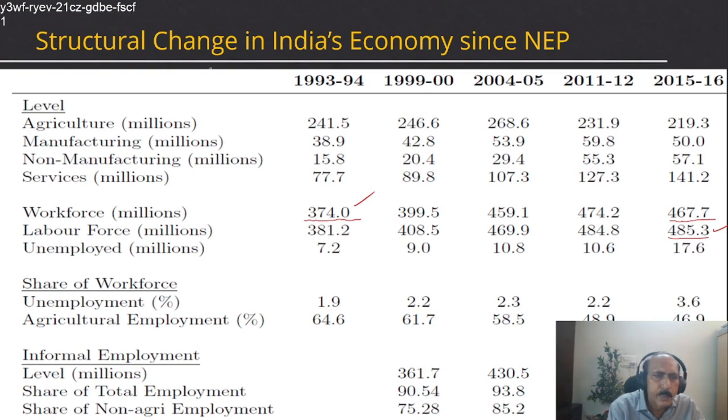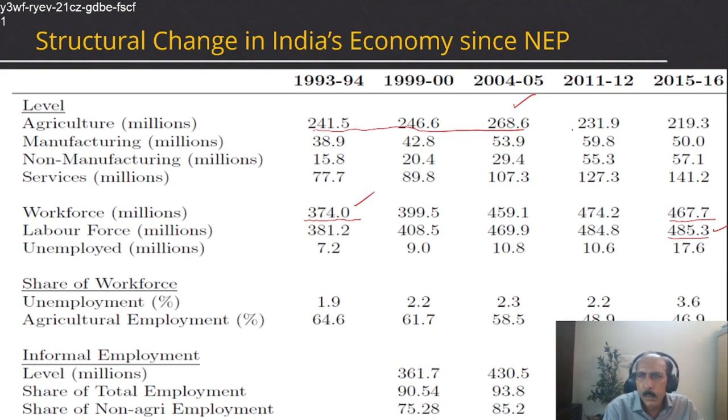But if you look at agriculture, till 2004-5, the share of agriculture in employment was continuously rising. It was only after 2004-5 that the share of the workforce in agriculture started falling in absolute terms. In absolute terms, it started falling only after 2004-5.